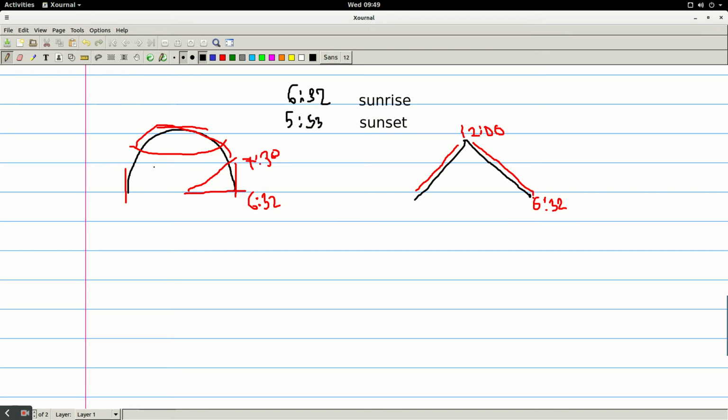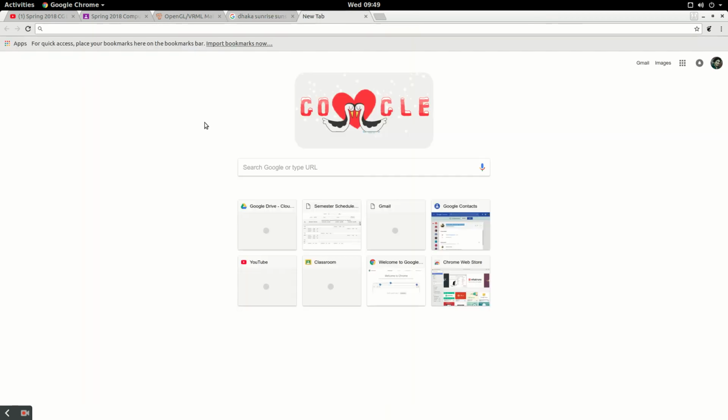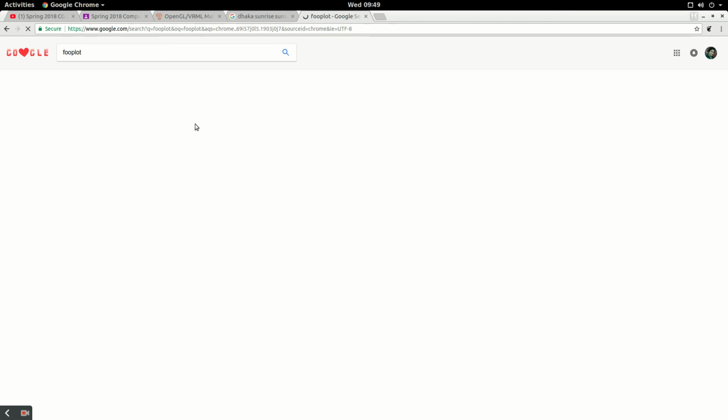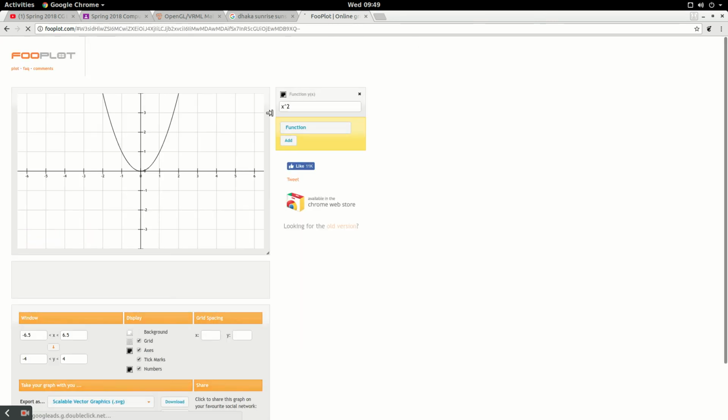So this is what happens in nature, and nature actually follows something we study in mathematics. I hate this thing. Well, let me borrow this from somewhere. Let me draw this properly. There's a graphing tool, FooPlot. I can go and ask them to draw a curve for you.